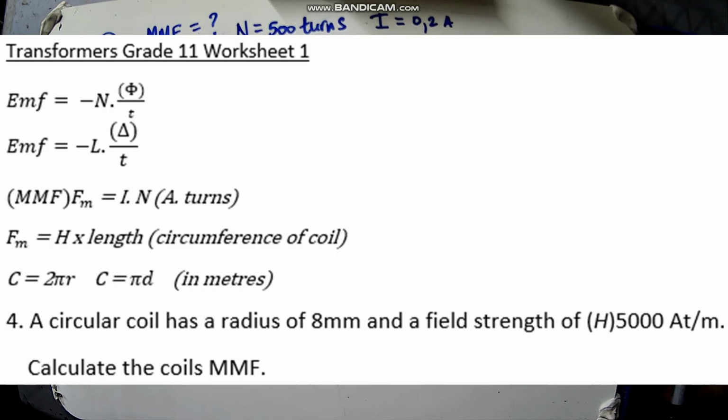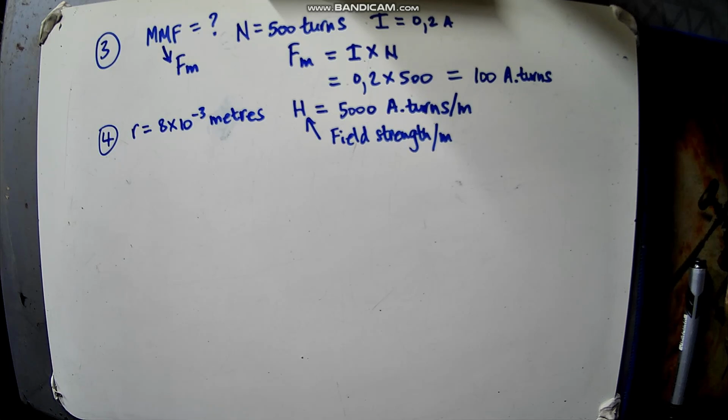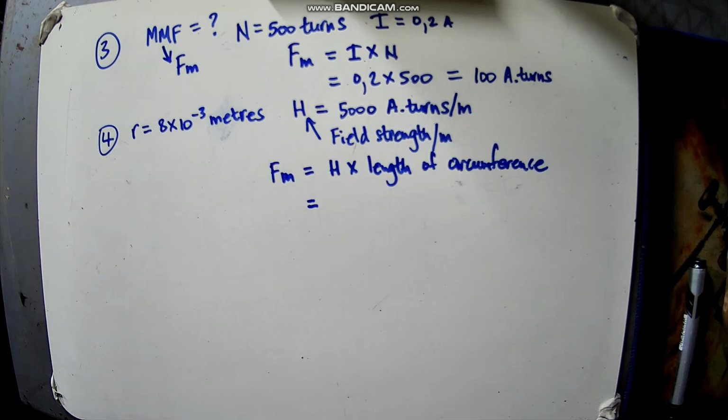Question 4 says a circular coil has a radius of 8 millimeters and a field strength of 5,000 amp turns per meter. Calculate the magnetomotive force. So given here we have a radius, which we have to convert to meters. We have H, which is the field strength per meter, and it's given as 5,000 amp turns per meter. So look for a formula that you can use.